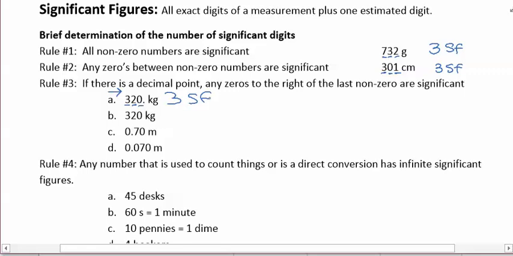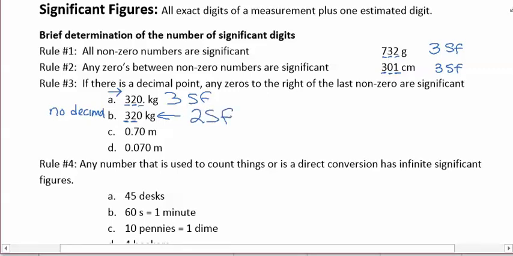In the next one, I have 320, but there's a difference. There is no decimal. Since there is no decimal, I'm going to start on the right and work my way to the left. I'm going to do the exact same thing. I'm finding my first non-zero, which is a 2, and the 3 is also going to be considered significant. So in this value, there's only 2 significant figures.